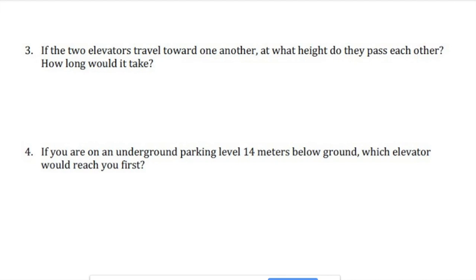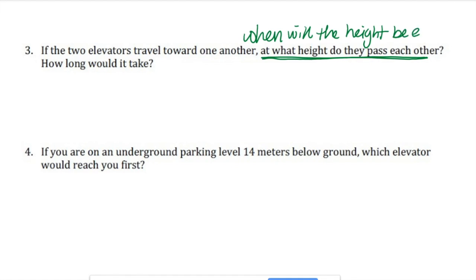So if the two elevators are traveling toward each other, at what height do they pass? By them saying at what height do they pass each other, that's basically asking, when will the height be equal? It says how long would it take? So we are looking for time, right? Or so how long would it take for the height to be equal? And then we're going to figure out the time.